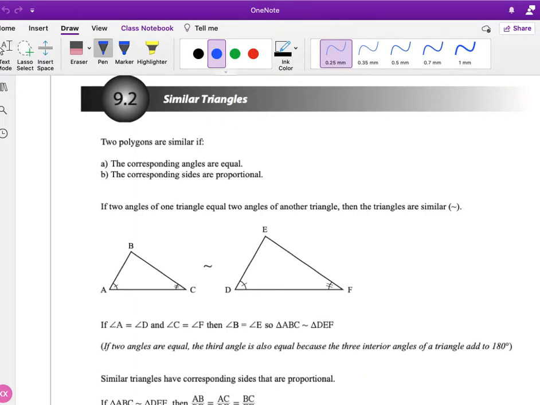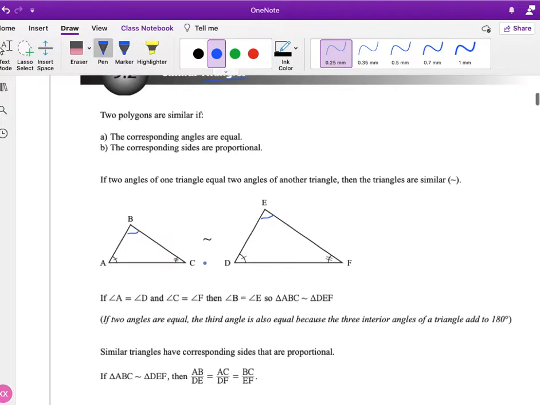9.2, similar triangles. We talked about similar polygons before, so now we only focus on triangles. What does that mean if they're similar? First of all, the angles all have to be the same. The corresponding angles, so it's not this angle versus that angle, it's this angle versus that angle. So all three angles, correspondingly, are the same.